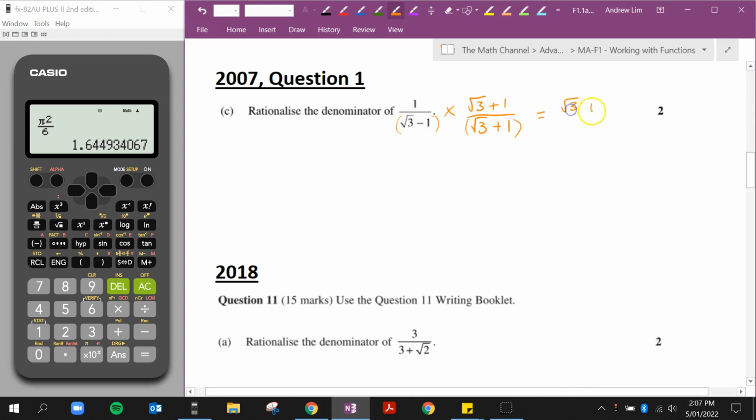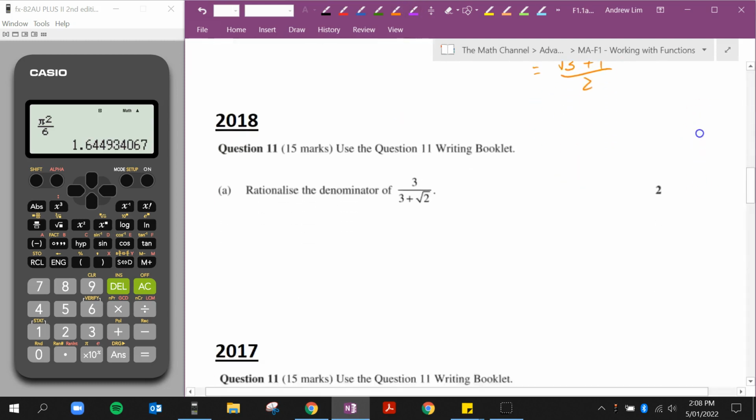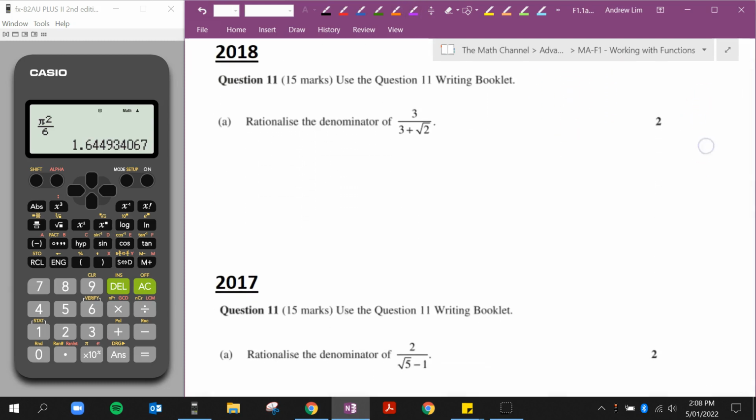So we've got root 3 plus 1 in the top, because 1 times root 3 plus 1 is root 3 plus 1. Root 3 minus 1 times root 3 plus 1. That's our difference of 2 squares. So we can square the first term, which is 3, put a minus sign, square the second term, which is 1. So our final answer is root 3 plus 1 all over 2. Feel free to pause the video at any time and have a go with these questions yourself.